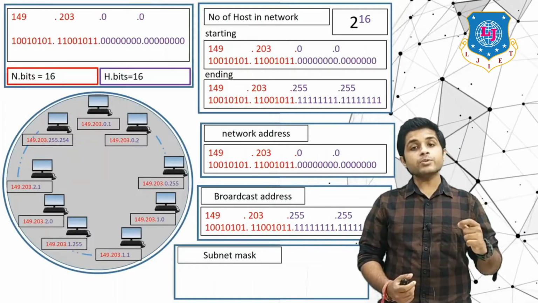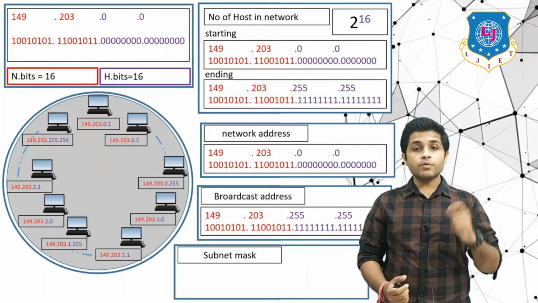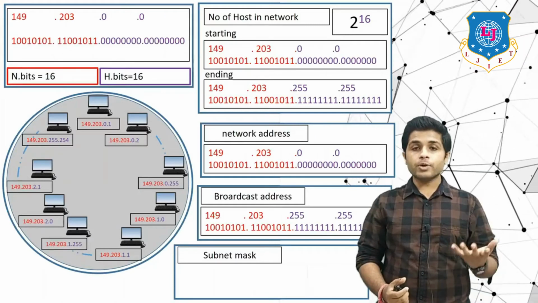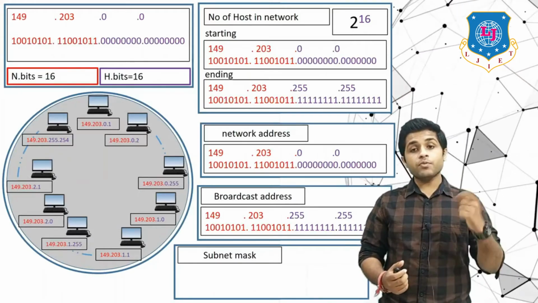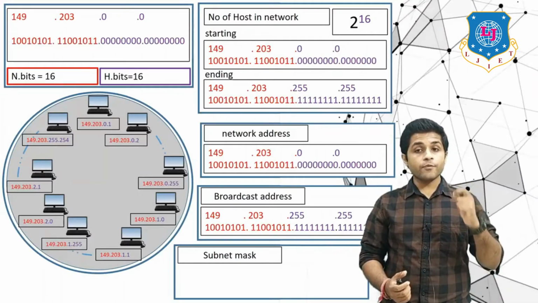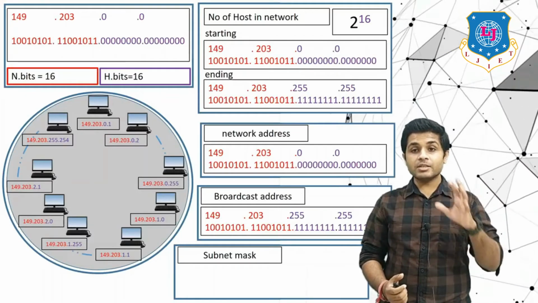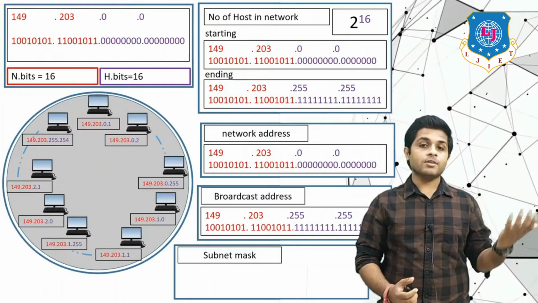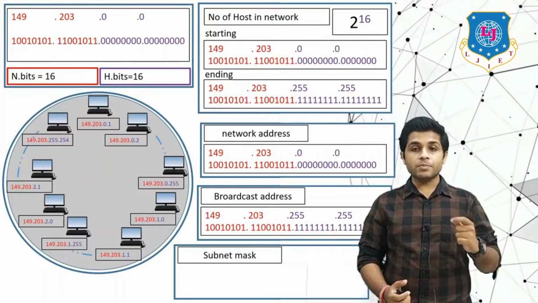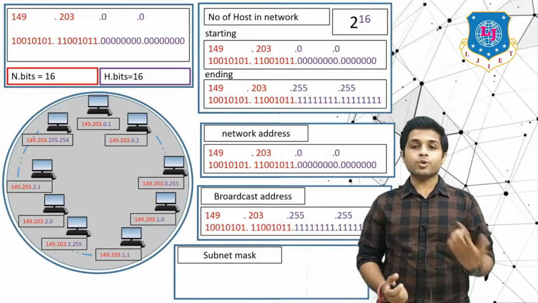If you increment 1 to the last usable address, 149.203.255.254, you will get 149.203.255.255. That is the broadcast address of the network. If you increment 1 to the broadcast address of the network, you will get 149.204.0.0. So the value of the network has changed. It means that IP address belongs to another network. So two things you have to remember: the value of the network bits will remain the same throughout the network, and the value of the host bits will keep changing as the host changes.